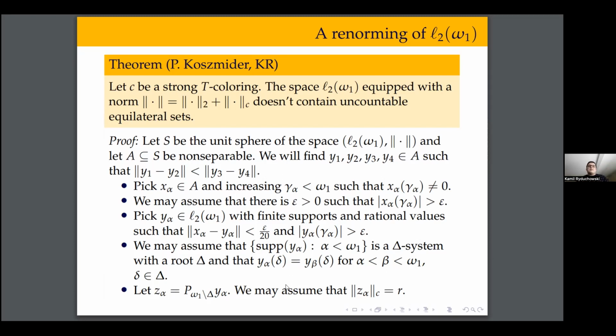We may once again assume that the C norms of Z alphas are all equal, and in fact that the two norms also are equal, but we are in a position to apply the lemma. So we will get that some Z alphas are R from each other with respect to the C norm, and some are at distance squared of 2R from each other with respect to the C norm.